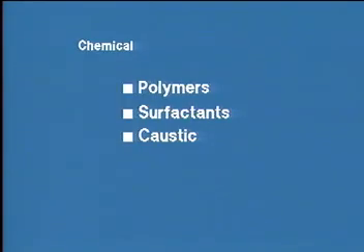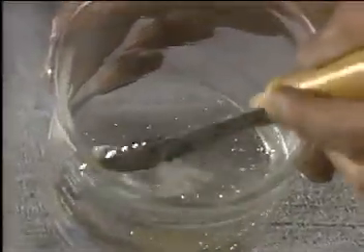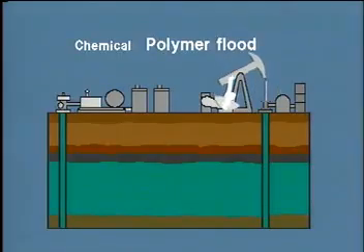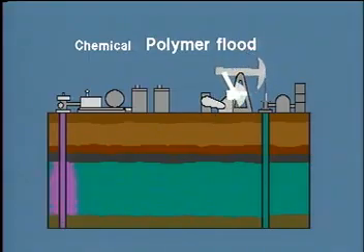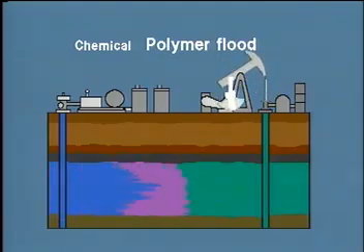The chemical processes of major importance today are those involving the addition of polymers, surfactants, or caustic to the injected water. In a polymer flood, a long-chained molecule called a polymer is added to the injected water. Because polymers are expensive, we normally inject only a slug of polymer solution, shown here in purple, which is pushed through the formation from behind by conventional water injection.